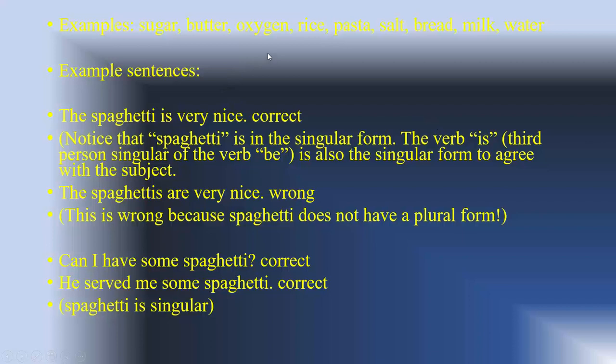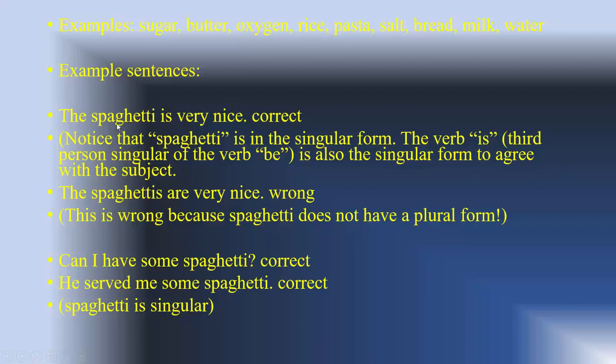Now, sugar, butter, oxygen, rice, pasta, salt, bread, milk, water, and so on. All are uncountable nouns. They can't be put in plural. The spaghetti is very nice, correct? Spaghetti is in singular form. The verb is the third person singular of the verb be. Is is also the singular form to agree with the subject.